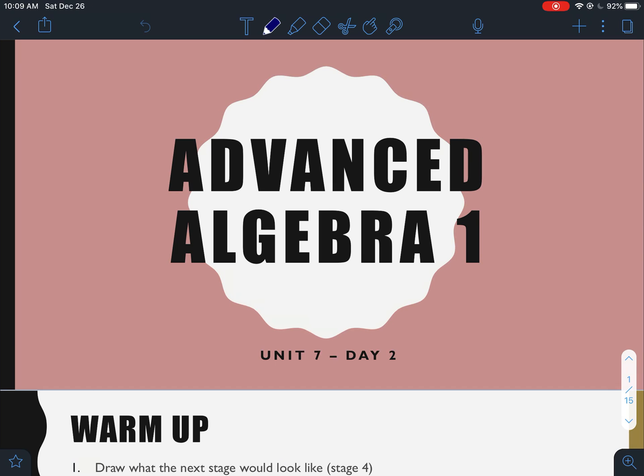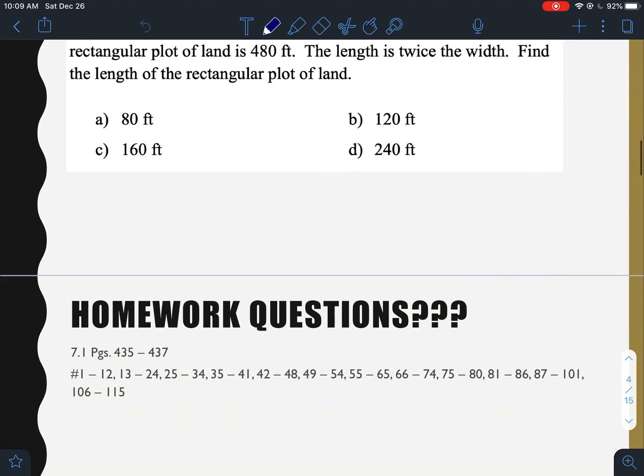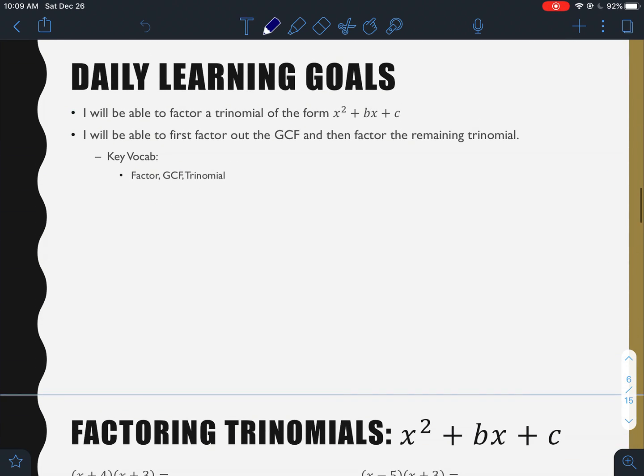These are your notes for Unit 7, Day 2 of Algebra 1. If you would like to see the warm-up, the review question, or any homework questions we covered in class today, just look at the finished notes.